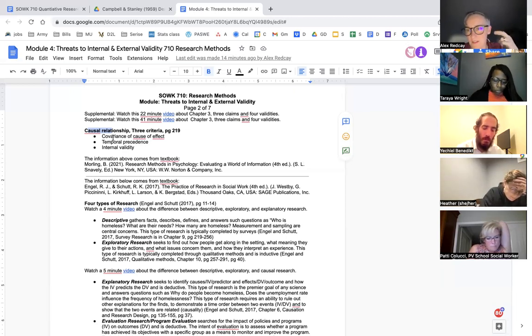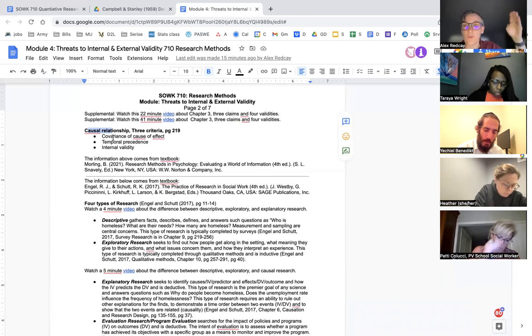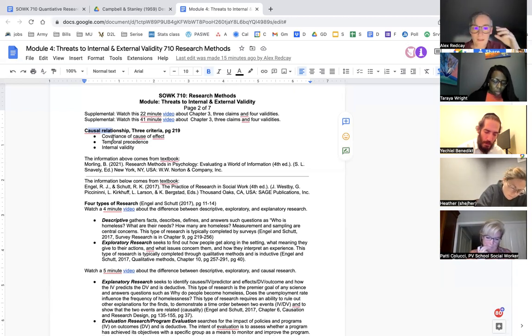Temporal precedence. This is number 2. Temporal precedence means one thing has to happen before the other. So you measure depression, they're depressed, then you give them CBT, then depression changes. So the CBT had to come before the depression change. That makes sense. Temporal precedence. The CBT, the intervention, the thing that fixes the other thing, came before the thing that's fixed. The last thing is internal validity, right? It had to be a good study. You have to have a good study.